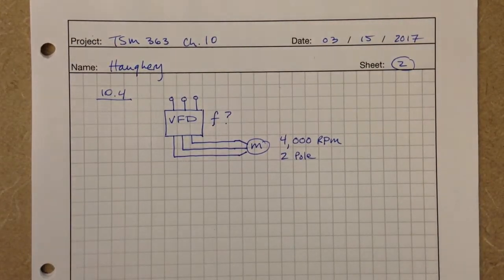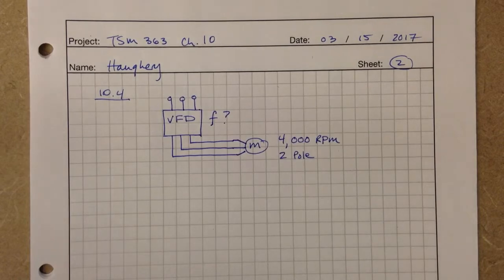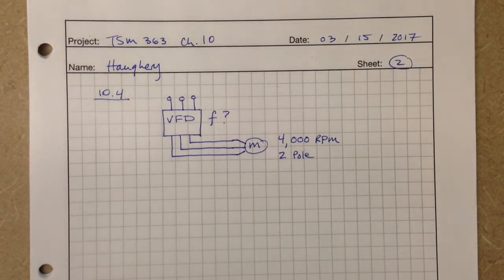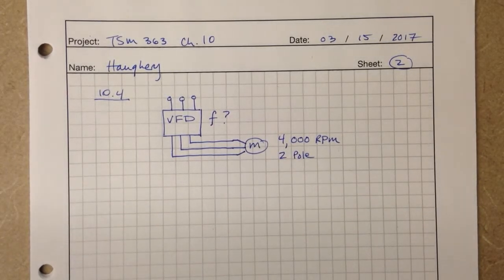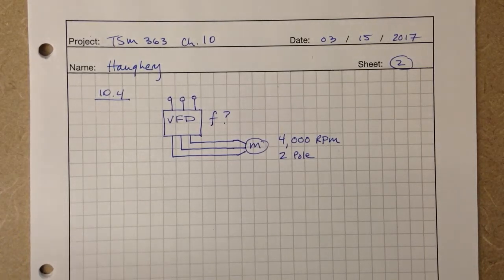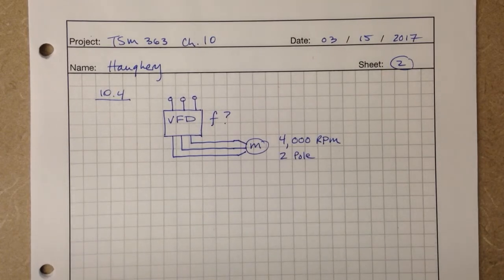Okay, question 10.4. So we have a VFD and a motor that we want to run at 4,000 RPMs. It's a two-pole motor. And the question is, what frequency do we need to set the VFD at to have the motor spin at 4,000 RPM? And we're going to simplify this problem slightly. We're going to assume that the 4,000 is a synchronous speed.